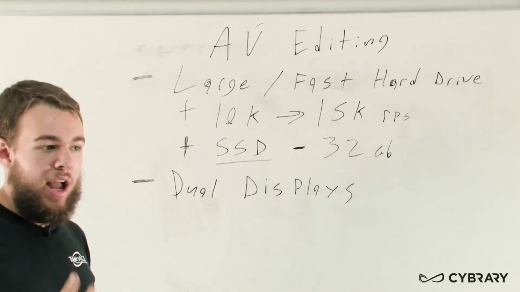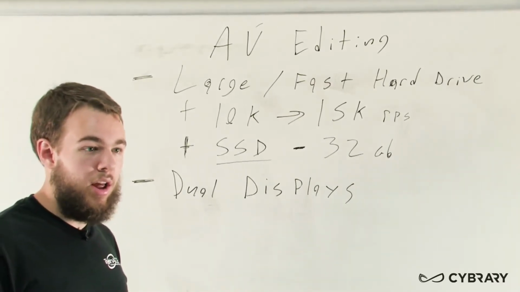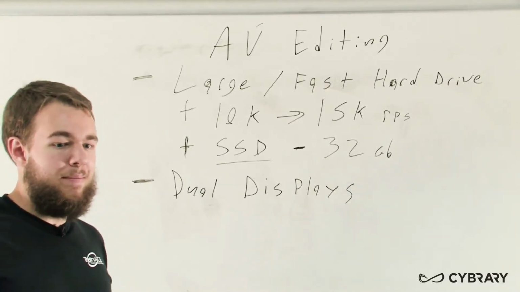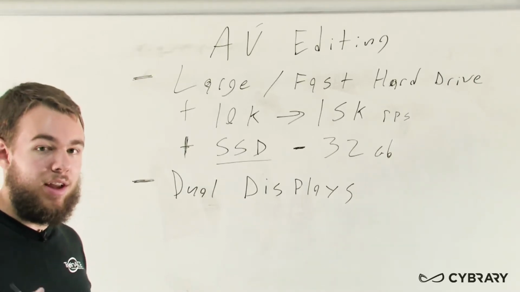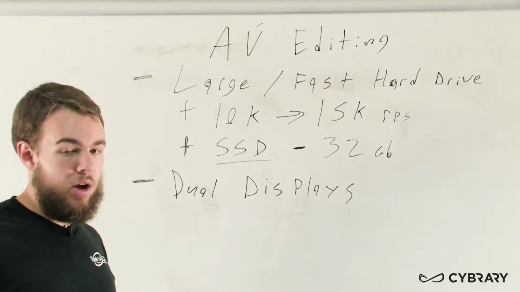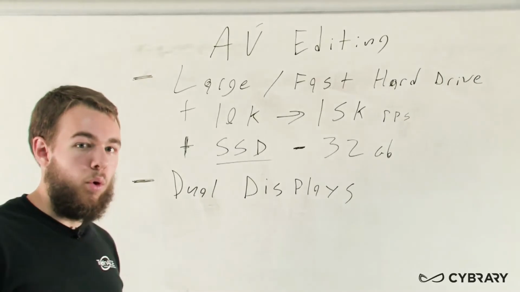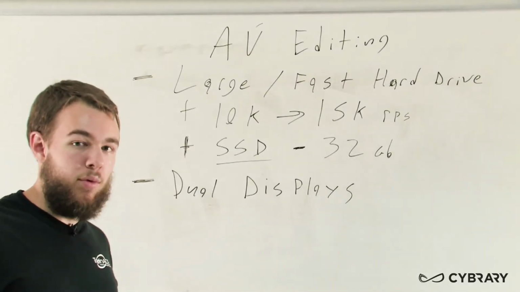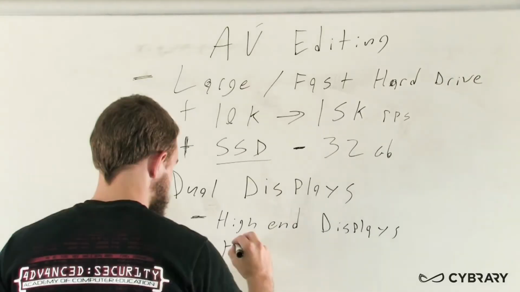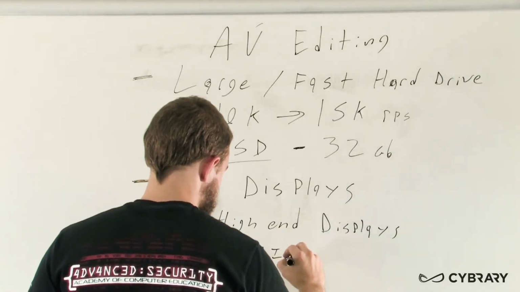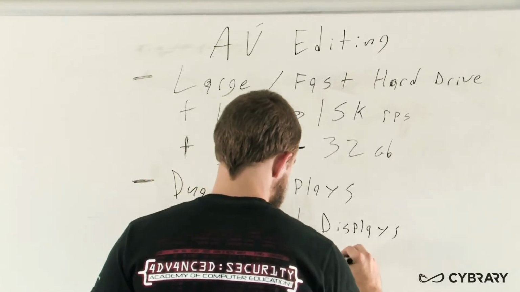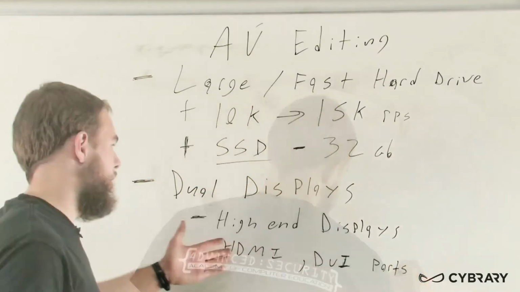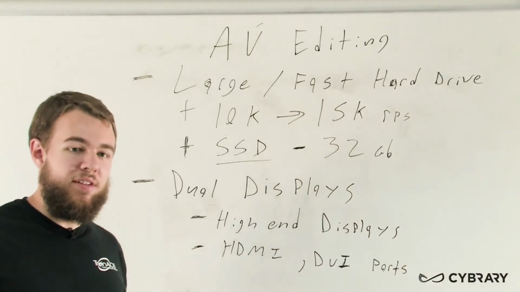If we have DVI or HDMI coming out of our video card, we don't want to downgrade that to 2 VGA displays. That really defeats the purpose of having the DVI video card. We're not getting that full resolution. We're not getting all of that color range that we have with the DVI or with the HDMI. So we want to make sure that we have our high-end displays and we want to have our HDMI or DVI ports. Our displays obviously can range in different sizes.